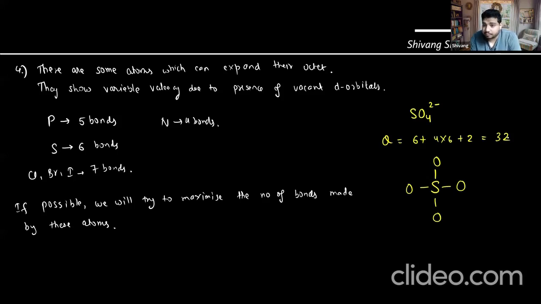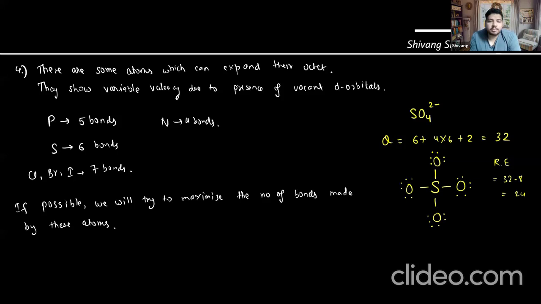After that, remaining electrons would be 32 minus 8, which is 24. Now we'll be using these 24 electrons to complete the shell of the oxygen atoms, right? Let's do that. 1, 2, 3, 4, 5, 6, oxygen is done. The same for each of the other oxygens, 1, 2, 3, 4, 5, 6, and each oxygen is done, right?